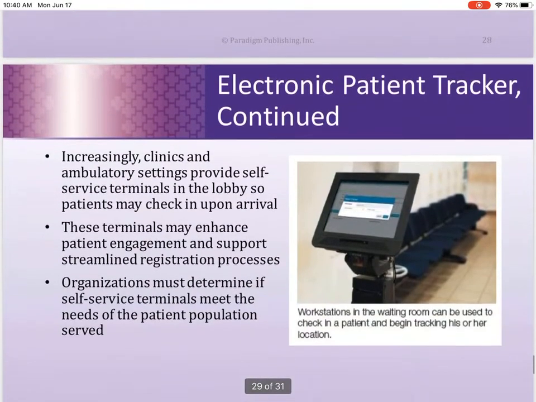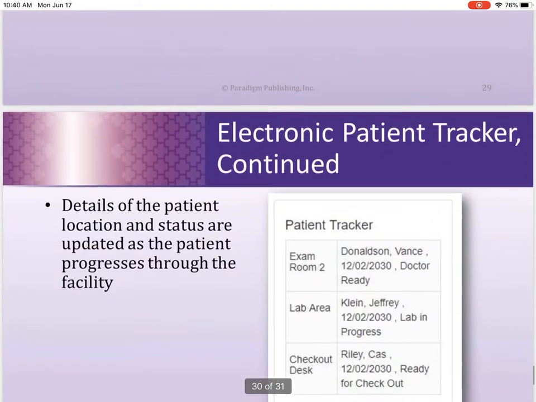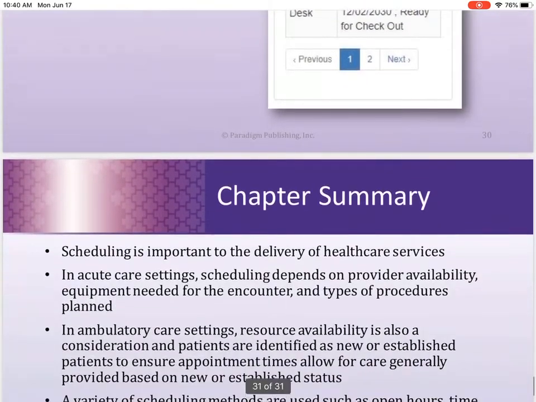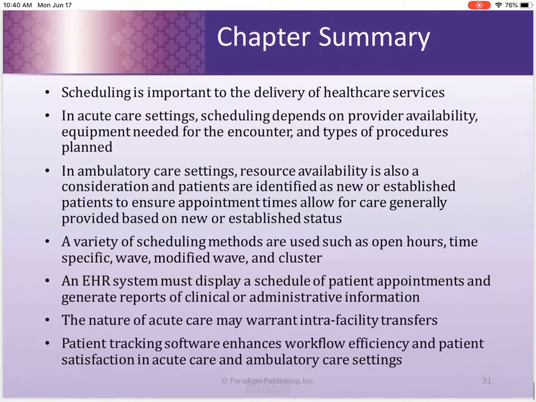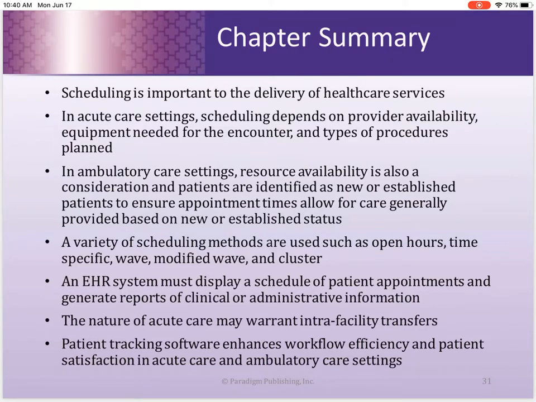All right, that's really going to cover our chapter 5, patient and scheduling. So I'm going to talk about the chapter summary here over on page 147. Scheduling patients in an acute care or ambulatory care facility is a key factor in the delivery of health care. Scheduling depends on the type of facility and the type of appointment. In an acute care facility, the appointment depends on resources, such as the availability of the healthcare provider and or the equipment and the type of procedure ordered.